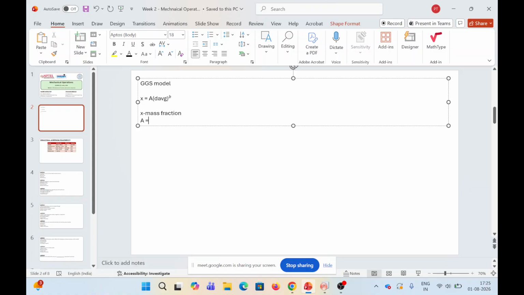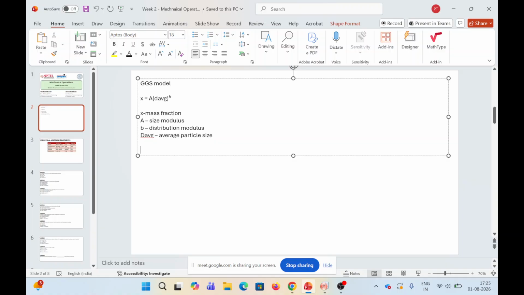A is going to be your size modulus. B is the distribution modulus, and D average is nothing but average particle size, or you can say average particle diameter. So this is how you represent mass fraction in terms of the average particle diameter.